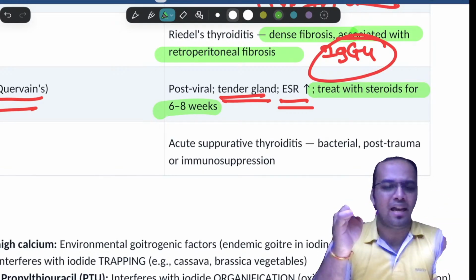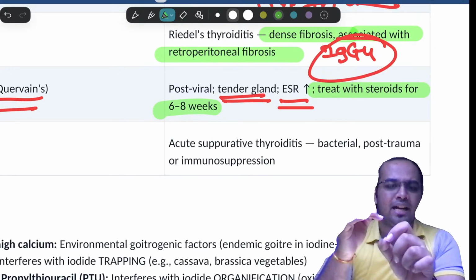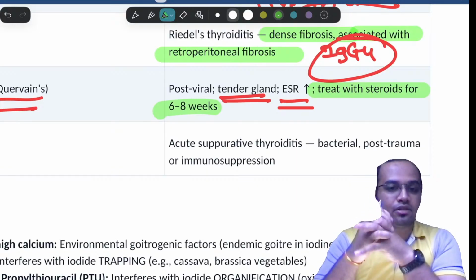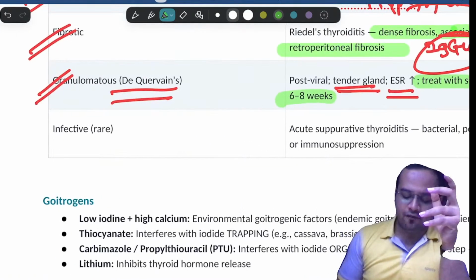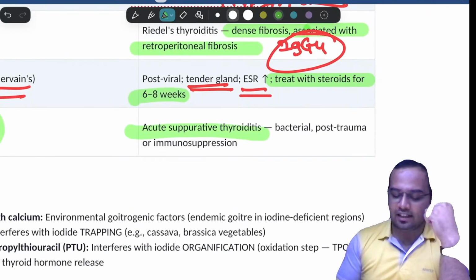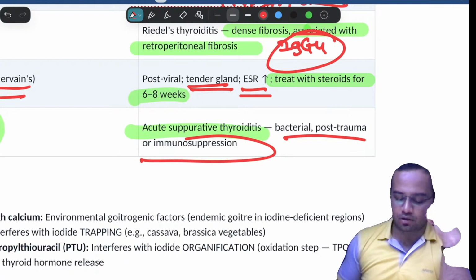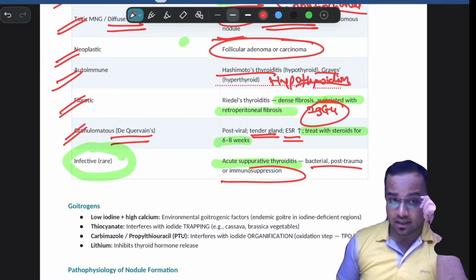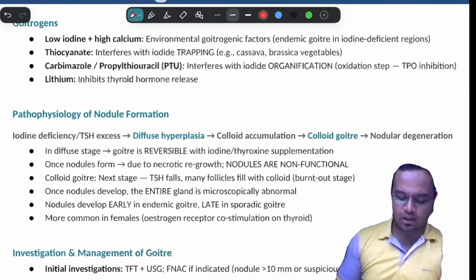So it is post-viral, it might have raised DSR, the gland might be tender, treated with steroids for 6 to 8 weeks and it is going to subside. Very much important. And infective causes are rare, like abscess, thyroid abscess is going to be rare. Acute suppurative thyroiditis might be bacterial or post-trauma or due to immunosuppression. Very much important. So just before going, we are going to see how the nodule is going to form.